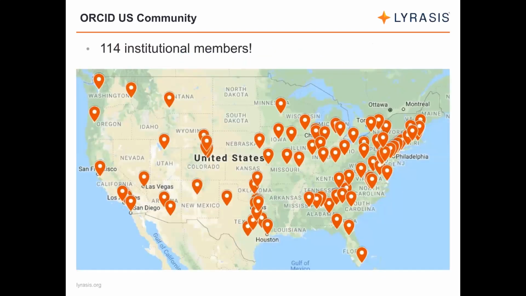This is just a quick visual of what our community looks like right now. We have 114 institutional members all across the US, but of course, plenty of room for growth. And so we're seeing increasing interest, a couple of new members a month, and we're moving in the right direction.